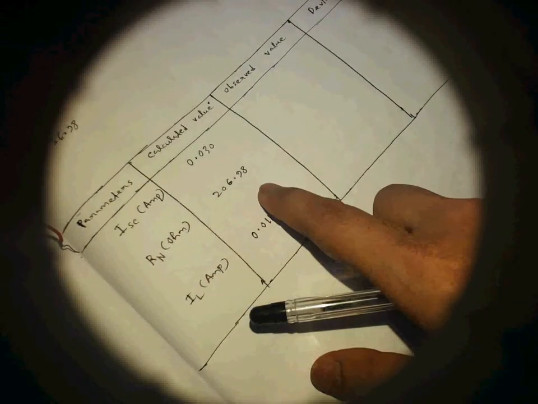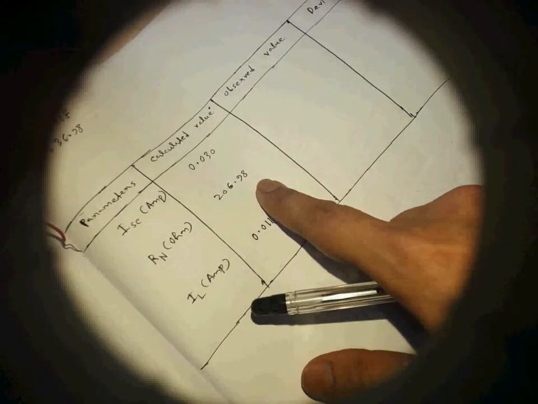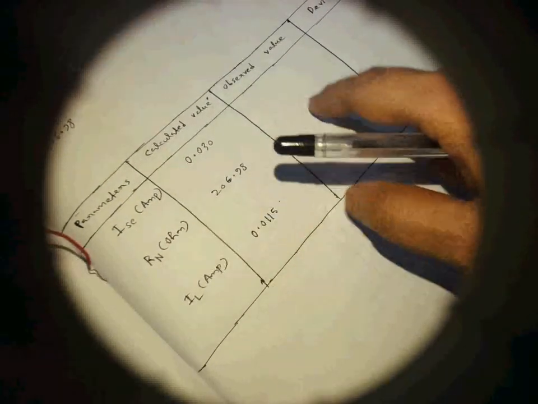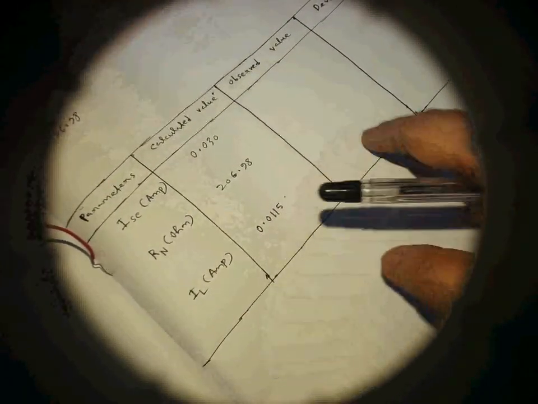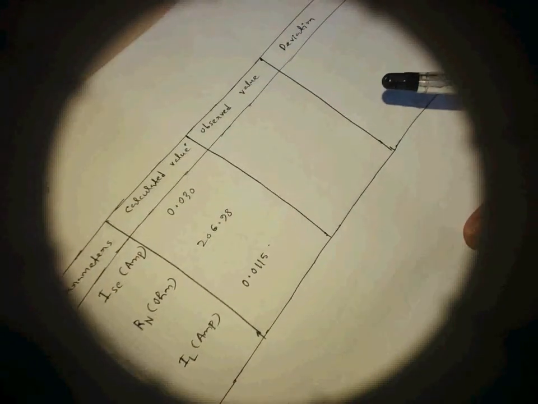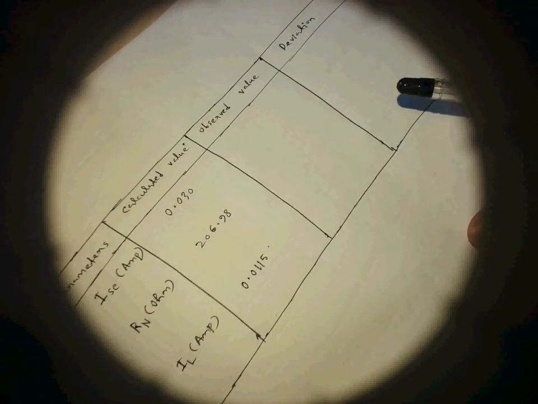Then you have to write the Norton resistance, the calculated value and observed value of Norton resistance, as well as both the calculated and observed value of load current. And finally in the deviation column you have to find the difference between calculated value and observed value for each of these parameters. So thus you have to perform Norton's theorem using dual sources.